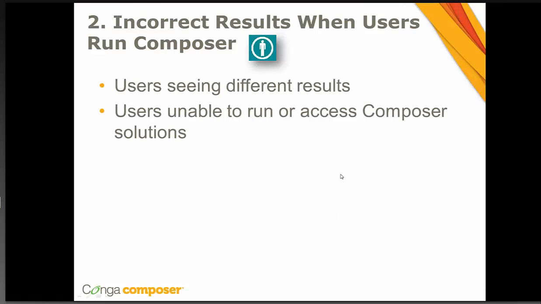And number 2 is seeing incorrect results when users run Composer. So this may be users are seeing different results, so you as the admin see one thing and then your end users see something else. Or it might even be your users unable to even run or access Composer solutions at all. So when this is the issue, where do you begin?